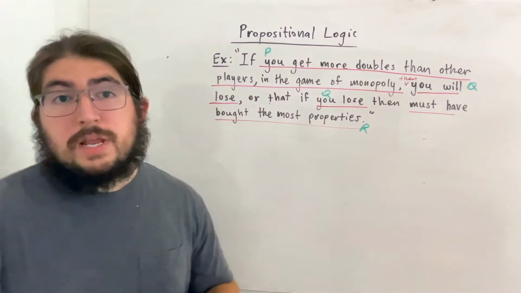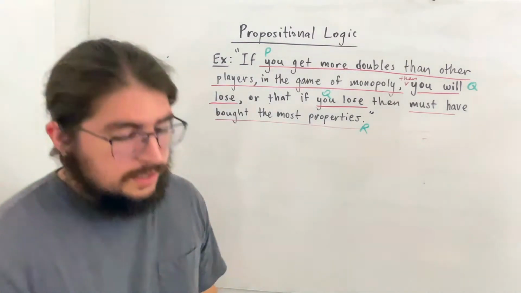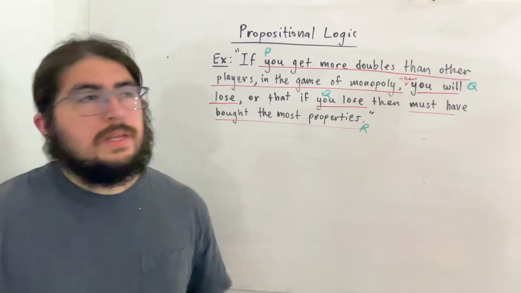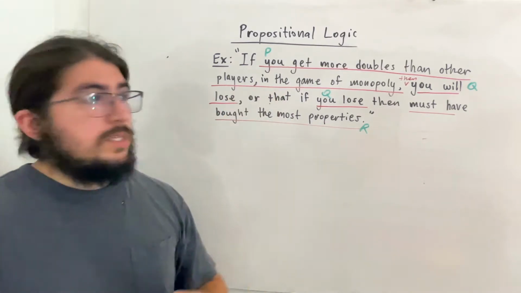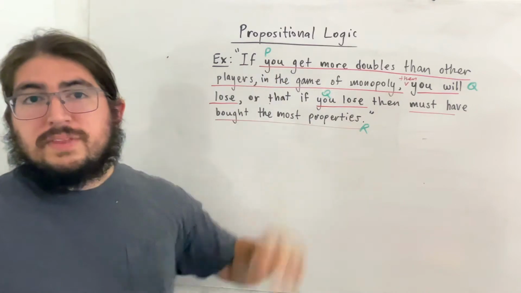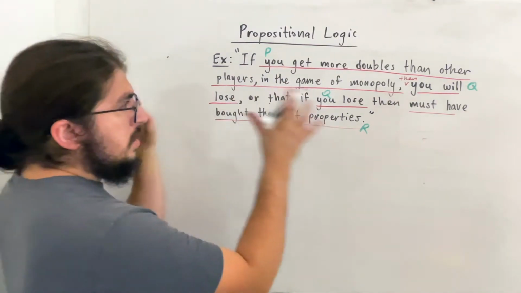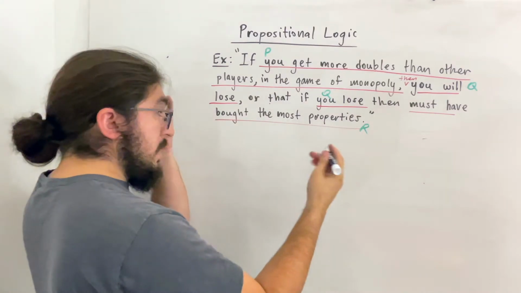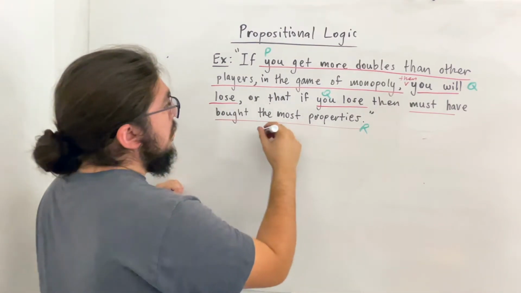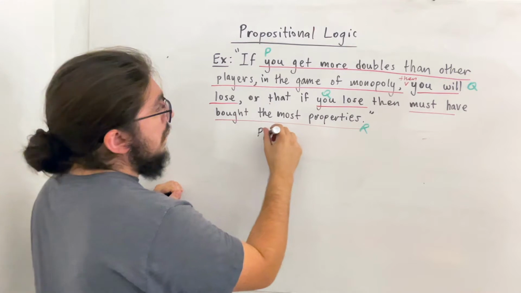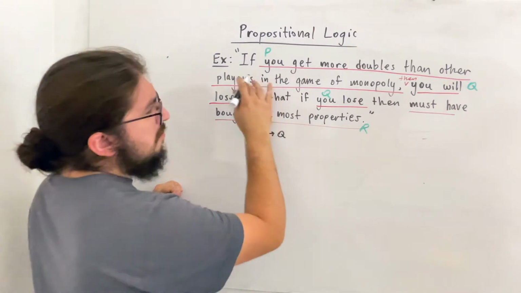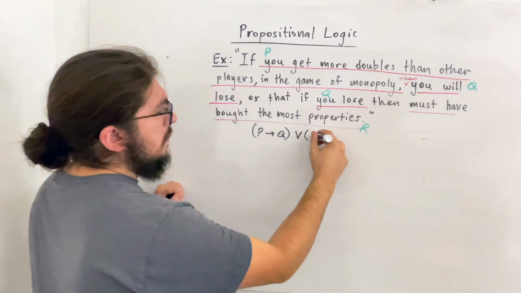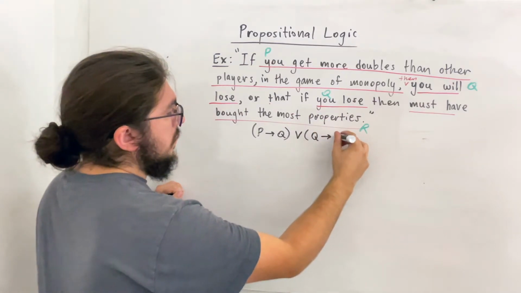Now we have 3 statements here, 3 propositions. In other words, we have 3 statements that we know are either true or false. Then we're combining those using or and a few if-thens. So if you combine this into a short statement like we've seen in the past, we have P implies Q, that's if P then Q, or, that statement, or if Q then R, sorry.